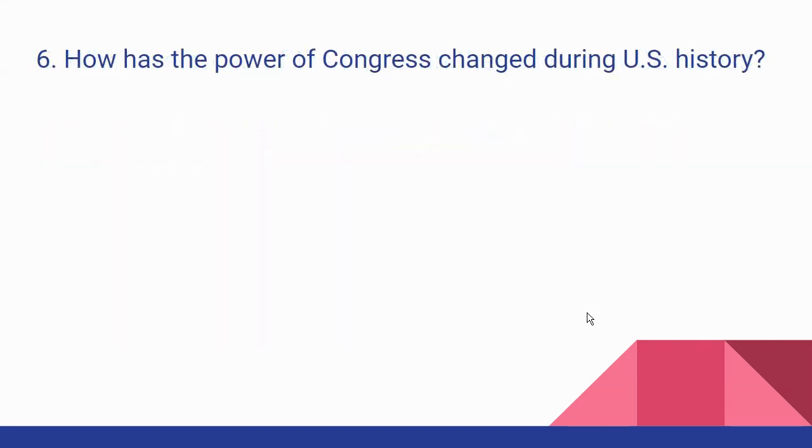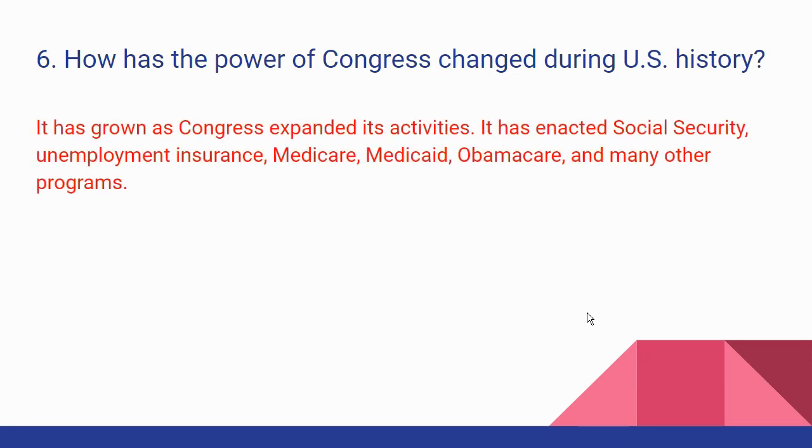And number 6, how has the power of Congress changed during U.S. history? It has grown as Congress has expanded its activities. Now, it grew particularly in the 1910s under Woodrow Wilson, and it also grew under Teddy Roosevelt as well in the early 1900s. But Franklin Roosevelt expanded the powers of Congress even more when he was president. I mean, he didn't do it himself, but it happened during his reign. And it also expanded greatly during the time of LBJ and then during the time of President Obama.